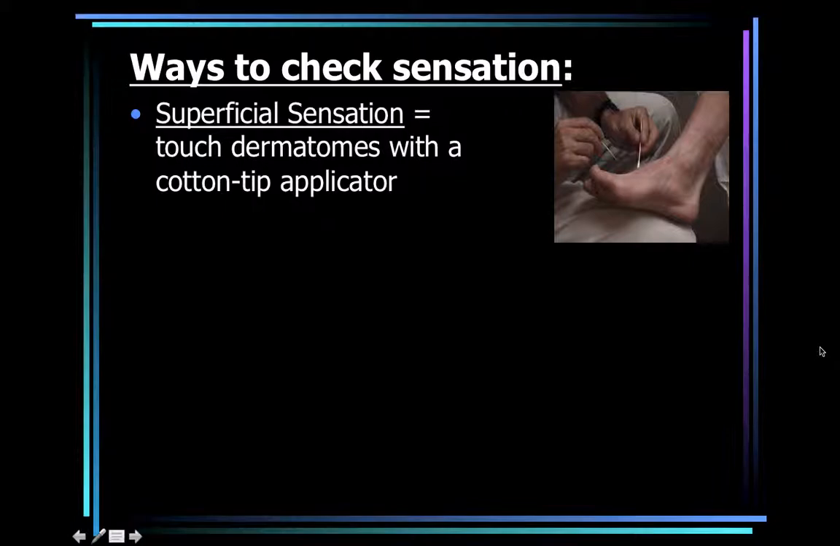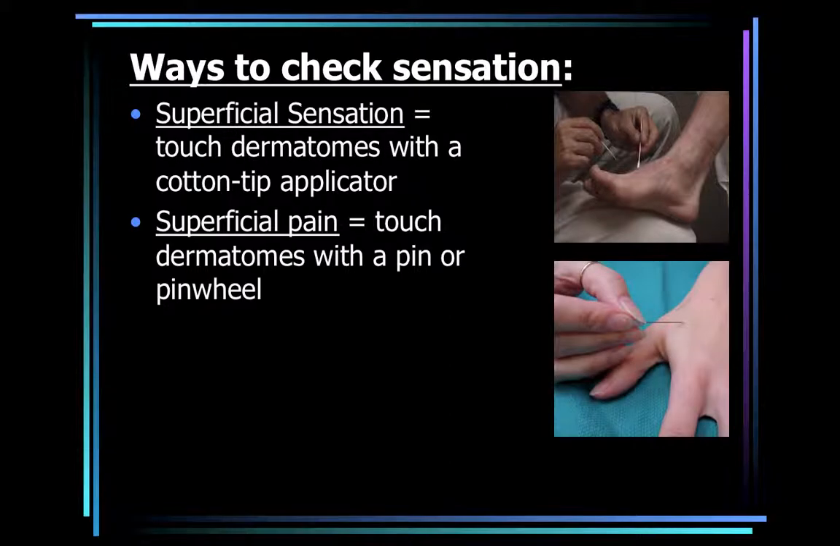Okay, different ways we can check sensation. You can do superficial touch with something like a Q-tip. If you take one of those Q-tips and fray out the end, so it's just little wispy fibers, you can use that and have the person close their eyes and say, okay, tell me when you feel something.